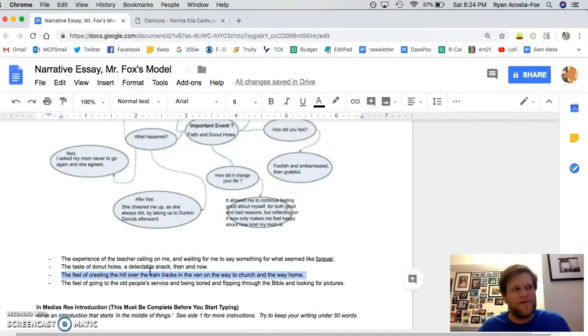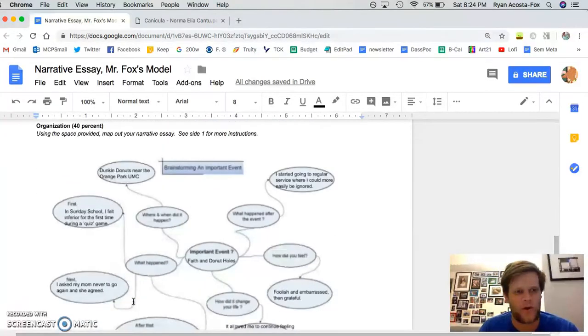What else? This was a hard one, but when I was sitting there thinking about this event, I thought about when, to get to the church, we had to drive over train tracks, and there's this huge hill that went up and then down immediately. If you're going kind of fast over a hill, there's this moment where your stomach feels almost like you're on a mini roller coaster. I don't know how I'm going to include that yet, but I want to include that in the story. And then the feel of going to the old people's service and being bored, frankly, and flipping through the Bible looking for pictures to look at. I remember that also. Again, I don't know how I'm going to include it, but I want to include it.